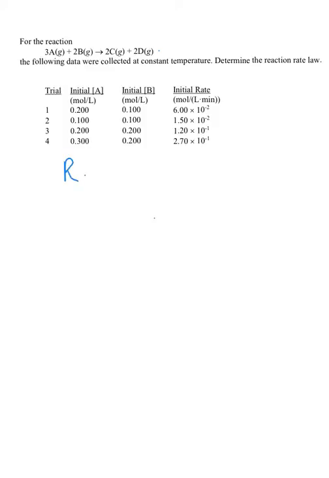A rate for this reaction is equal to some rate constant K multiplied by each of the concentrations of reactants in turn raised to a potentially unique exponential power. Our job is deciphering the experimental data given in the table here to determine the values for our exponents m and n in this rate law.